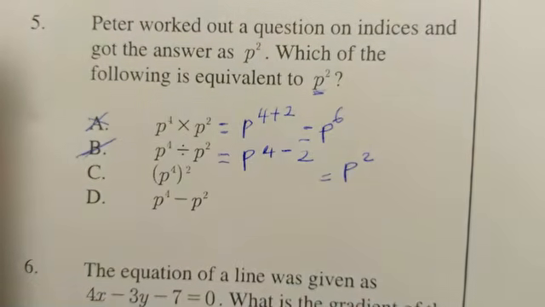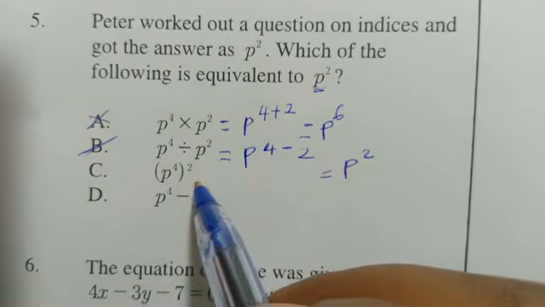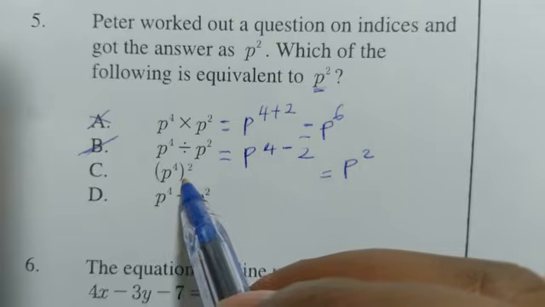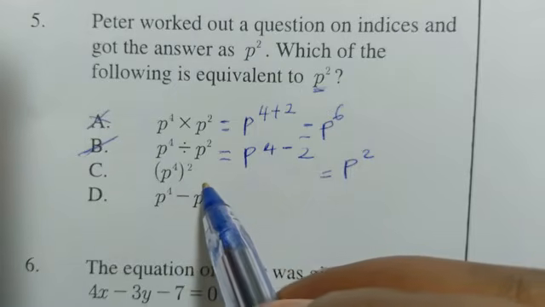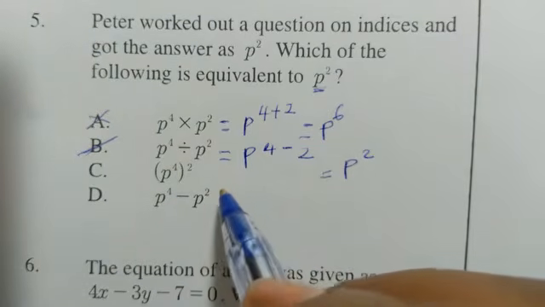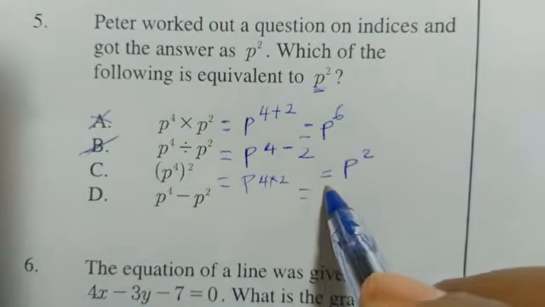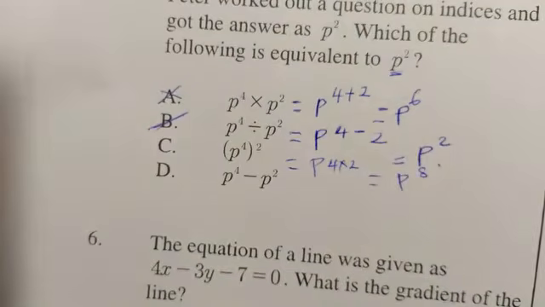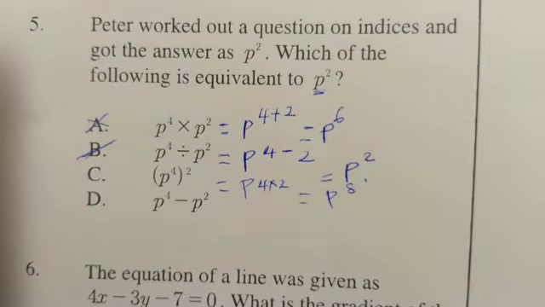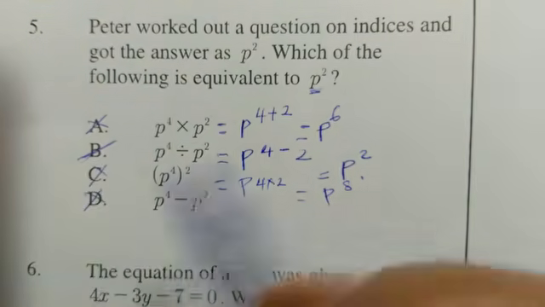But before we conclude, we can also look at what C is giving us. In indices we call this powers of powers. So in powers of powers we multiply the powers. So we'll have p power 4 times 2, and that is giving us p power 8. So that is not what we are looking for. And then lastly, we have a subtraction of indices, whereby we don't have subtraction of indices. So this cannot be the answer.